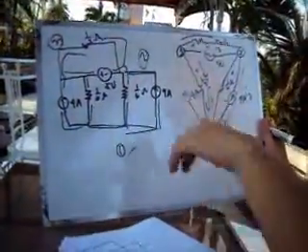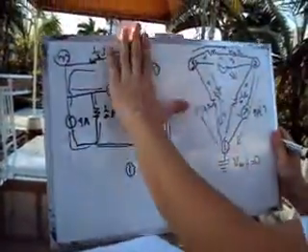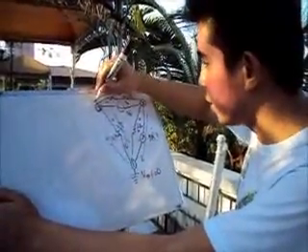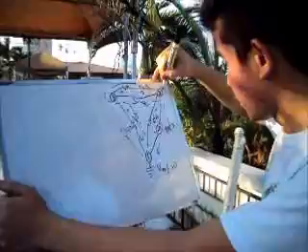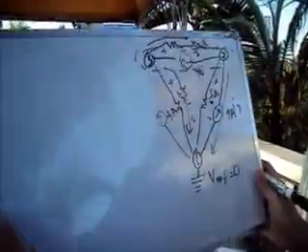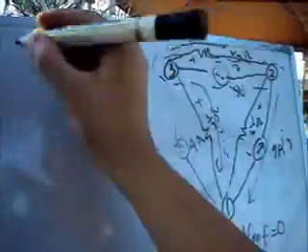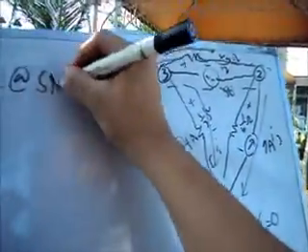So I think we can erase this now. After we have redrawn it, we're going to solve this. So this is our supernode. Let's solve the equation using KCL, or Kirchhoff's current law, at the supernode.